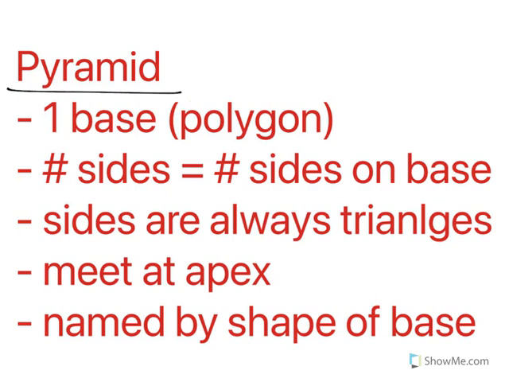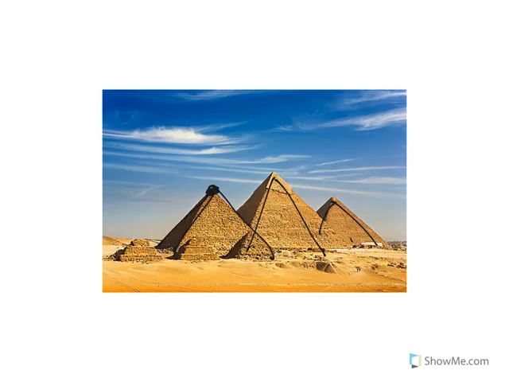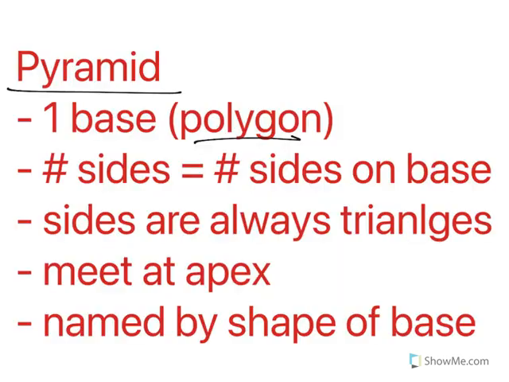So to be a pyramid, we have one base, which is a polygon, meaning it has distinct sides. So a triangle, a square, a rectangle, a pentagon. Those are all polygons. So the base is that. Now the number of sides, so those triangular faces, right? This is a side. The number of sides of a pyramid is going to be equal to the number of sides of the base. So if the base is a square, each one of these will have a triangular face that comes up, right? So the number of sides is the number of sides on the base.